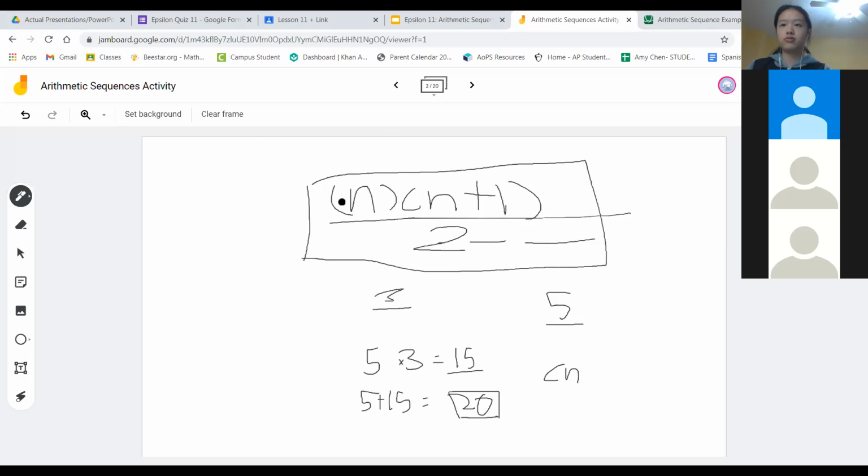And again, this is a formula for the sum of the first n positive numbers. So it's n times n plus 1 over 2, where n is the number of terms you're adding. So if I wanted to find the sum of the first 22 integers, n would be 22. So that'd be 22 times 23 over 2, which is 11 times 23, which is 253.